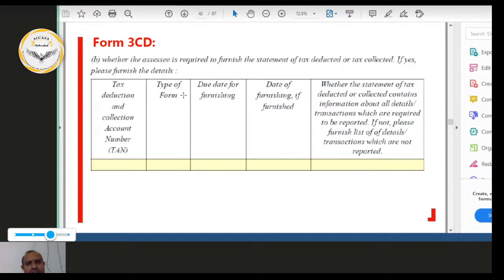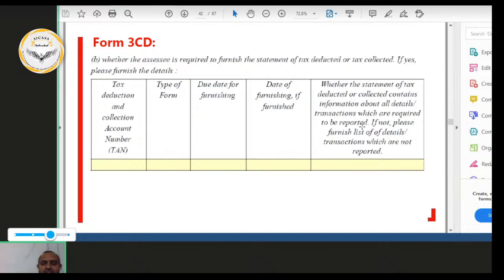Right. So whether this is required to furnish TDS or TCS, here you are giving the forms. It means what is the due date for filing the quarterly TDS, eTDS return, eTCS return. Then you have to give the due date of furnishing and what is the actual date of furnishing. Then you have to give whether all the details which are required to be reported have been given in the form or not. These are dangerous clauses.